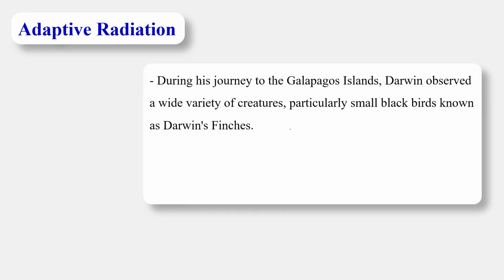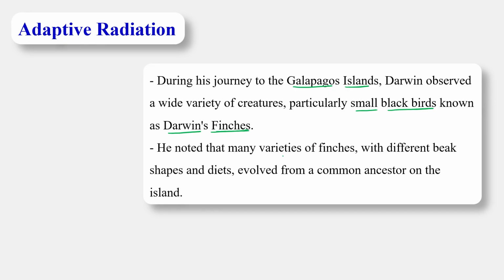Now another term related to today's topic is adaptive radiation. Darwin moved from one place to another and made various observations. During his journey to the Galapagos Islands, Darwin observed a wide variety of creatures, particularly a small black bird, which is now popularly known as Darwin's finches.